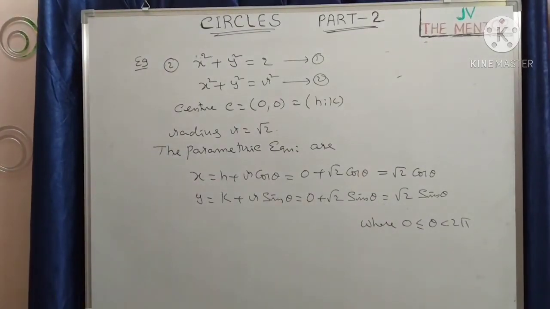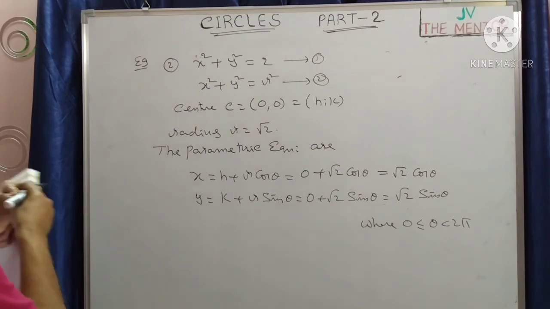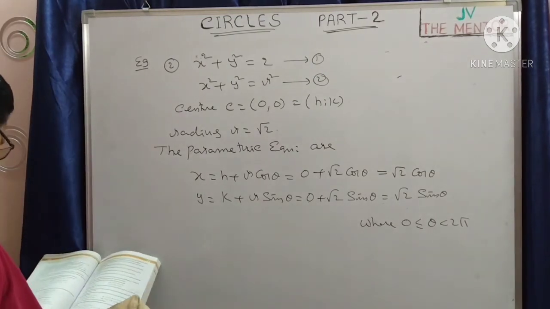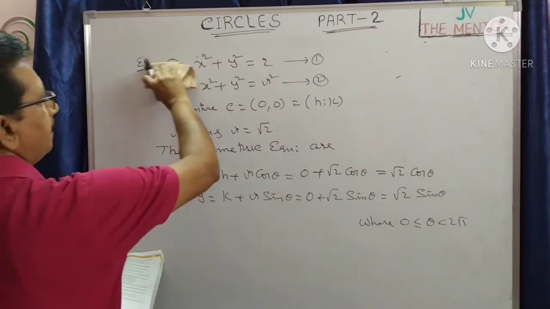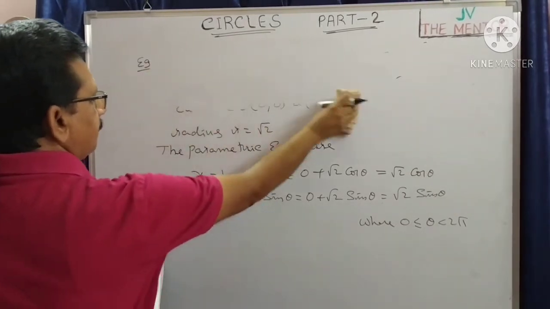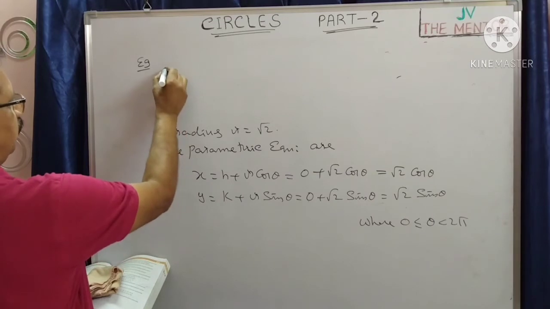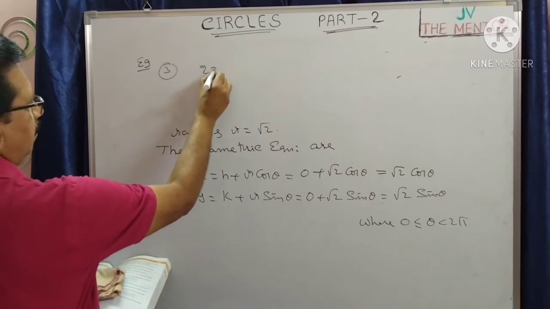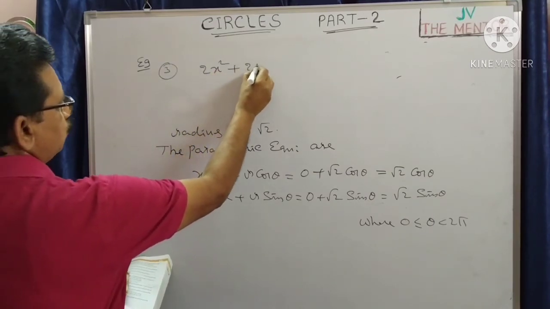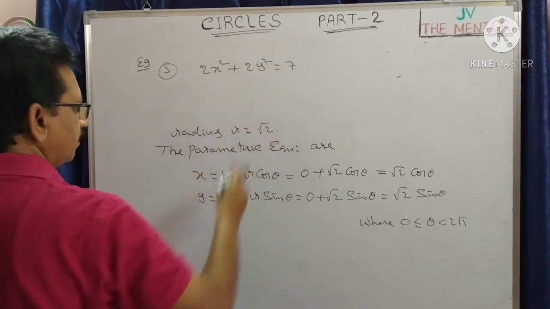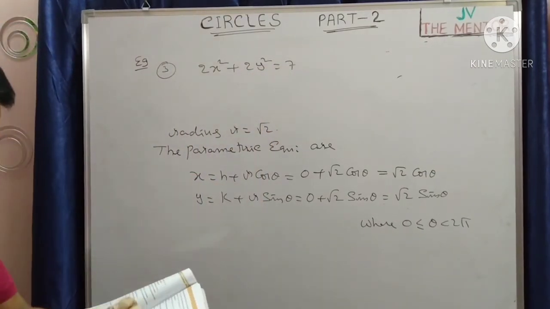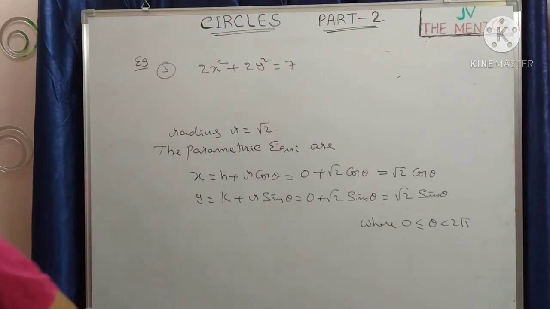Next another example. Example 3. 2x square plus 2y square equal to 7.